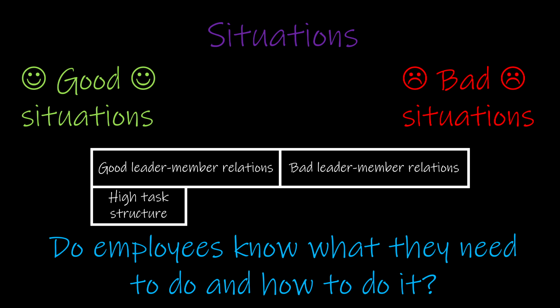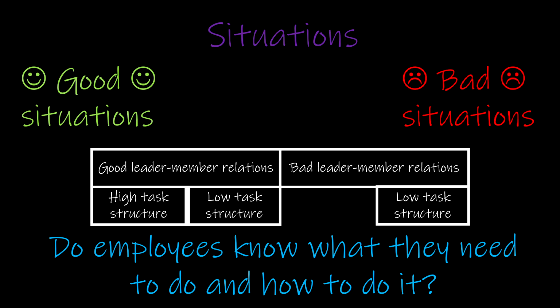Okay, now if we look at the opposite end of the spectrum, you'll see we can have low task structure and bad leader-member relations, and that's going to contribute to the worst situation that we can have as a leader. So now that we've looked at the extremes, we'll fill in the middle and we'll combine low task structure with good leader-member relations and high task structure with bad leader-member relations.